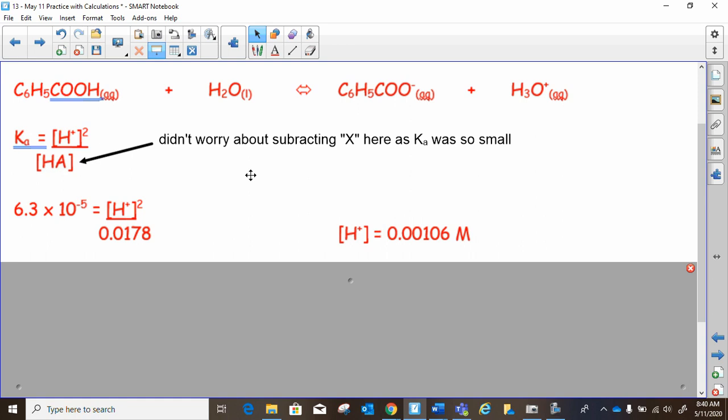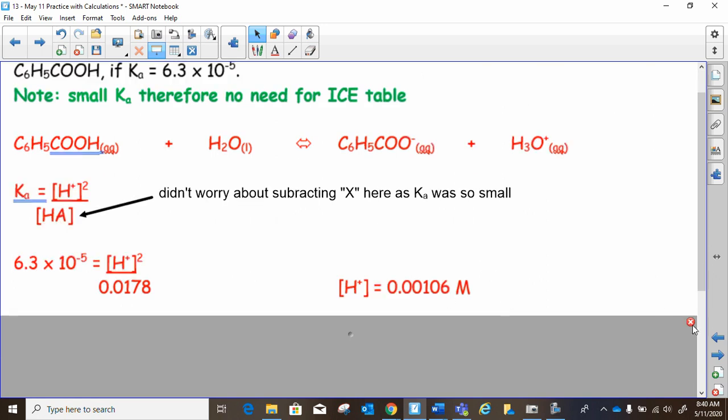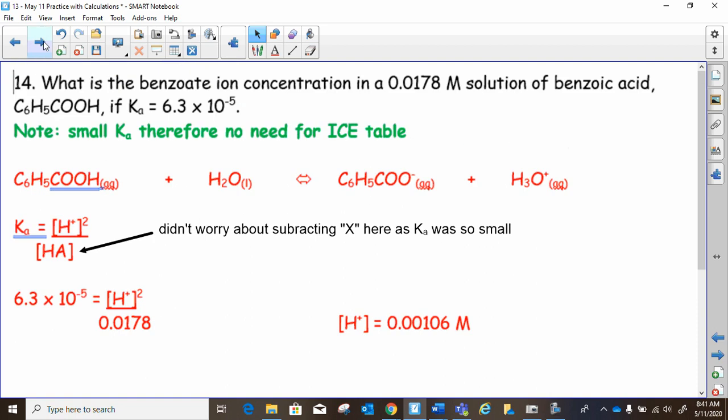And then I rearrange to get my hydrogen ion, my hydronium ion, and it's asking for the benzoate ion concentration, so that's what I found, because they're the same. It's 1 to 1. So if I know the H plus, I also know the acetate ion. Now again, if you wanted to, you could have taken away an X here, okay, and you could have solved using a quadratic, etc., but there's no need, okay, at the Chem 12-2 level.